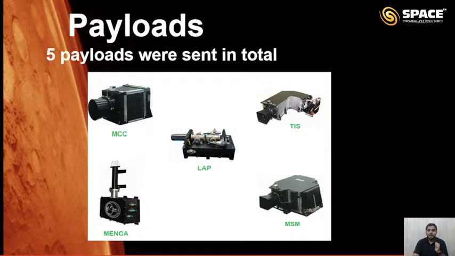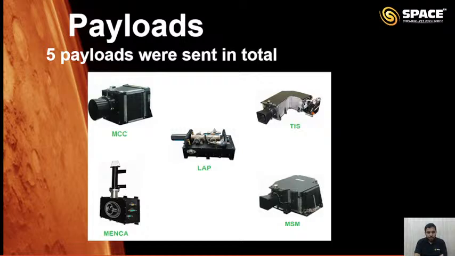It helps the scientists to study and understand the minerals on the surface of Mars. Then came the next instrument, that is MENCA, which is on the bottom left corner, right? It's an acronym for Mars Exospheric Neutral Composition Analyzer. What does it do? Again, it is used to study the neutral atoms in the outer atmosphere of Mars.